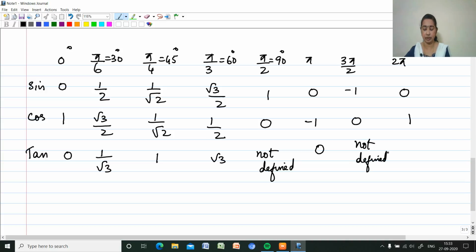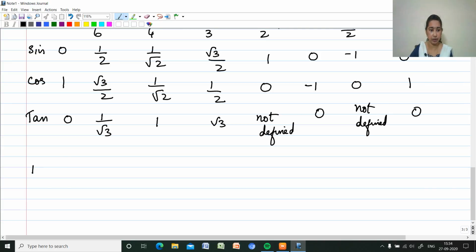Then tan 2 pi is also 0. So these are the values for 30, 45, 60, 90 and so on. Now we will move on to the question part.